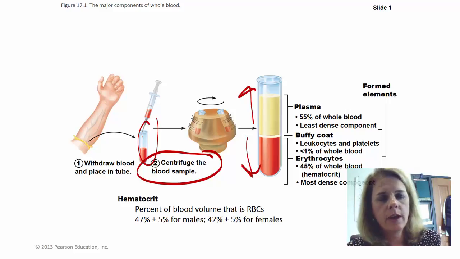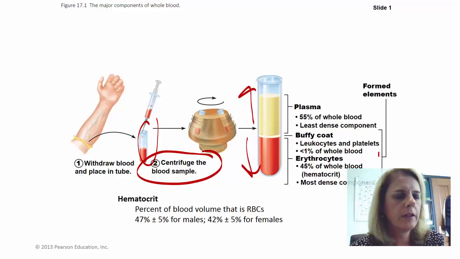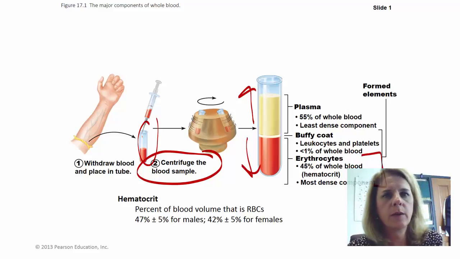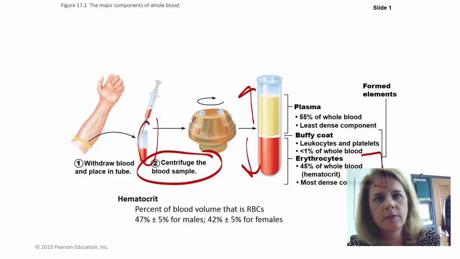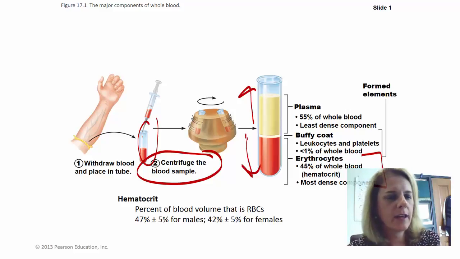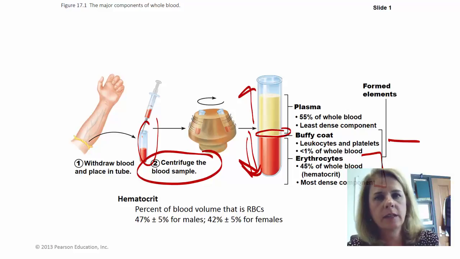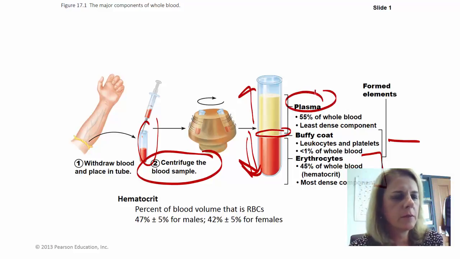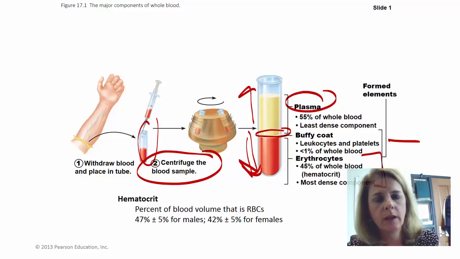When you do that, you'll see a predictable arrangement of what's found. At the bottom, you're going to have the erythrocytes, the red blood cells. They're heavy because of the hemoglobin, and the hemoglobin has iron in it, so it sinks to the bottom. Then you have what's called the buffy coat, a very thin white layer, which is where the leukocytes and platelets are. Not very much, about 1% of the total volume. And the rest of it is the plasma, or the liquid portion.